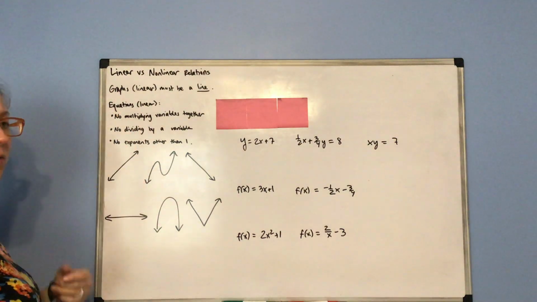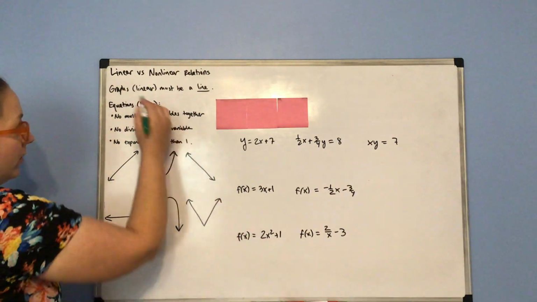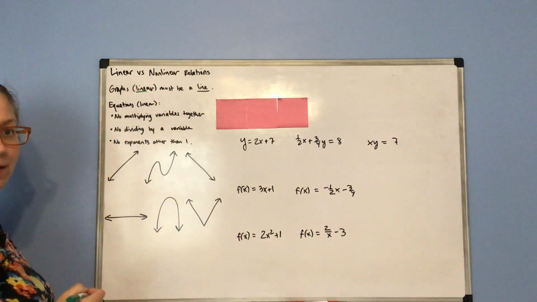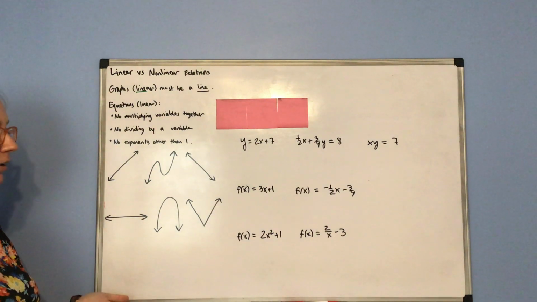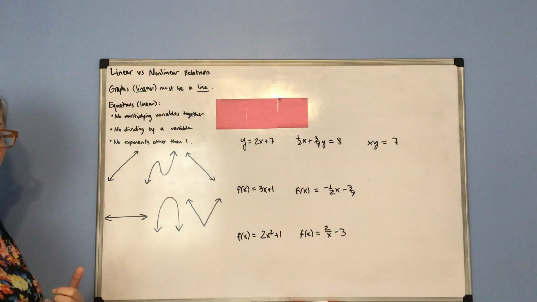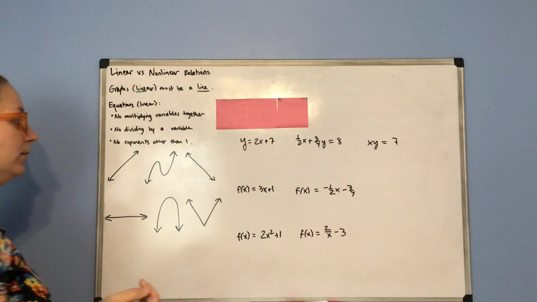If you are looking at graphs, in order for a graph to be linear, it has to be some sort of line. Notice that linear has the word line in it. So any graphs that are just a line of some variety are linear. Any graphs that are not a line of some variety or not one continuous straight line are not linear.